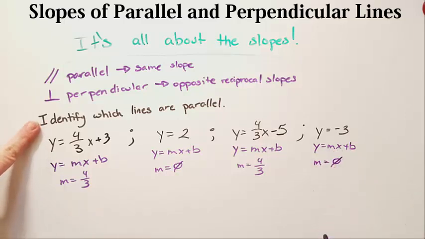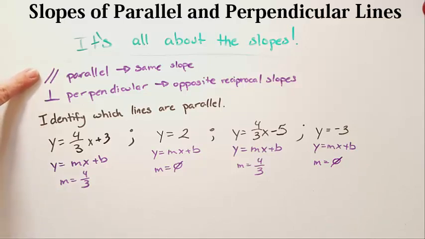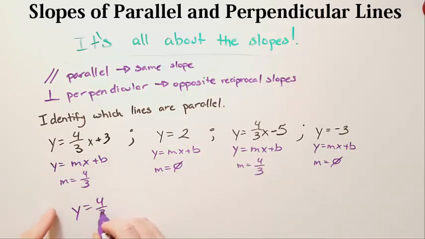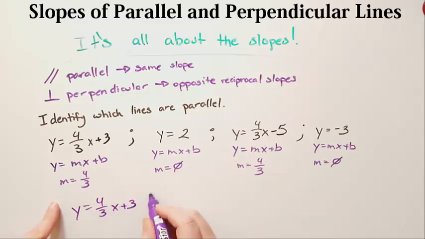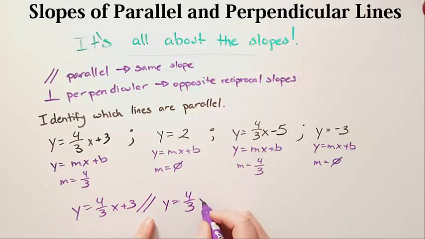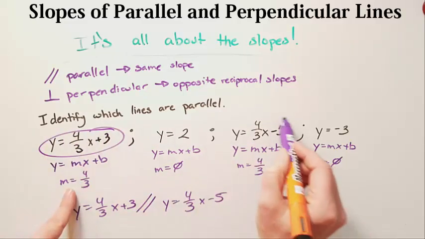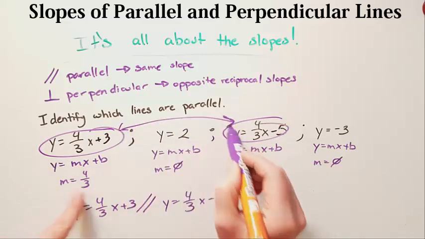Now I wanted to know which lines are parallel. Parallel lines have the same slope. This line had a slope of 4/3. This line also had a slope of 4/3. So that meant that y equals 4/3 x plus 3 must be parallel to the line y equals 4/3 x minus 5, because they had the same slope. So this line and this line are parallel to one another.